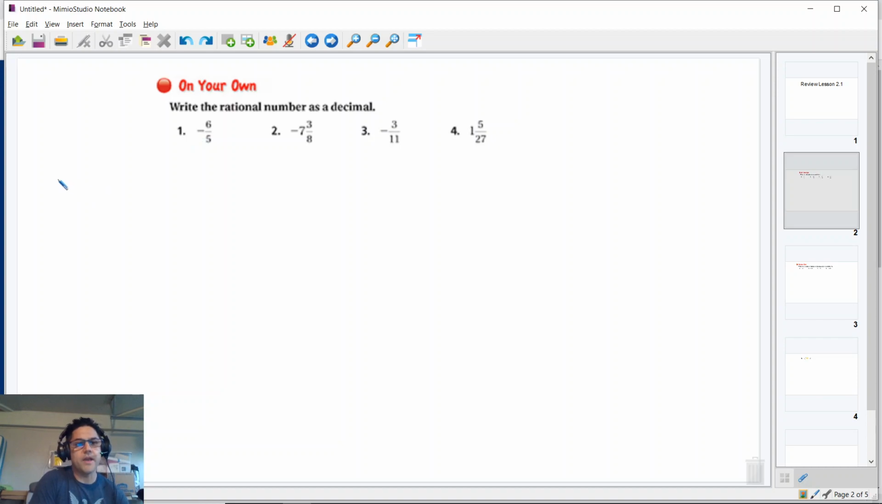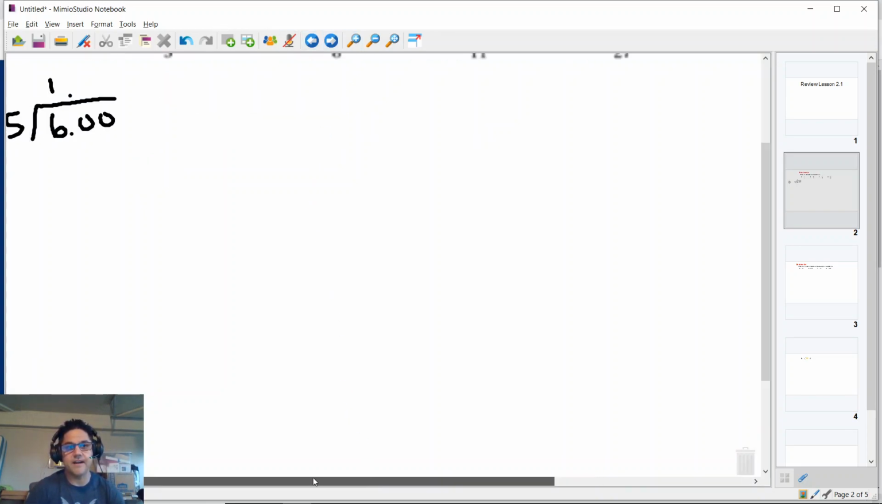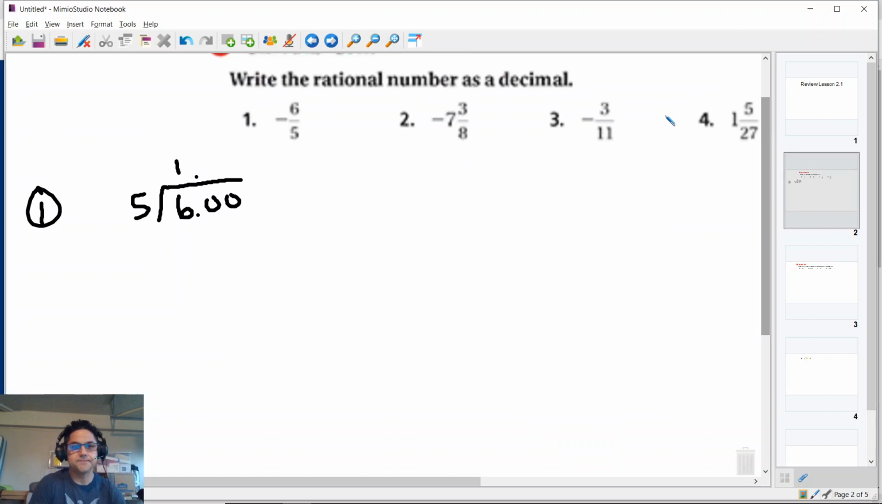So for number 1, we obviously know that it is going to be a negative answer. I'm going to go ahead and set up my division where the numerator goes inside and the denominator outside. So since it is an improper fraction, it's definitely going to start off with a negative 1 point something because 5 and 6 definitely work. Let me zoom in, help out our, like we say, vision challenged friends.